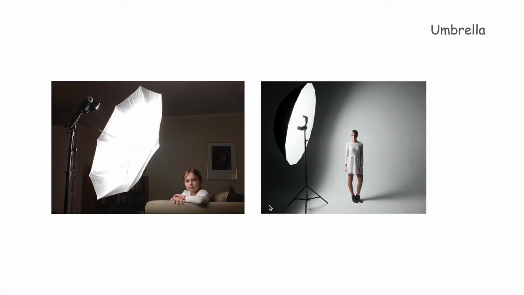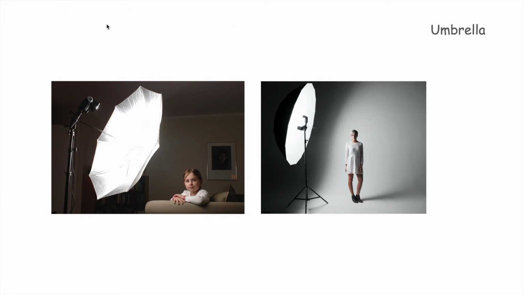The next one is an umbrella. Umbrellas can be used in two ways. It can be a light reflector or a light modifier. On the right hand side, this is where it's being used as a reflector. Like we talked about in the last video, it's got the silver or the white on the inside of the umbrella. The light is shining into the umbrella, which is being reflected away and illuminating the subject.